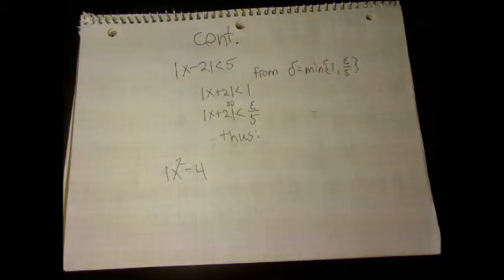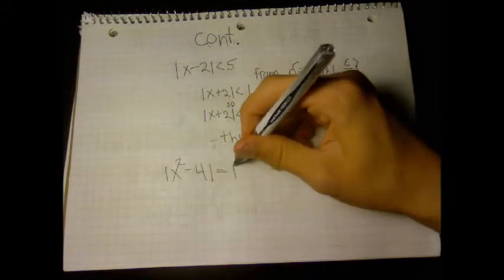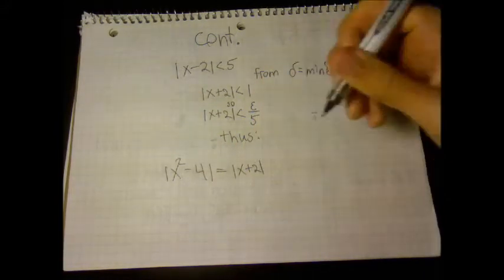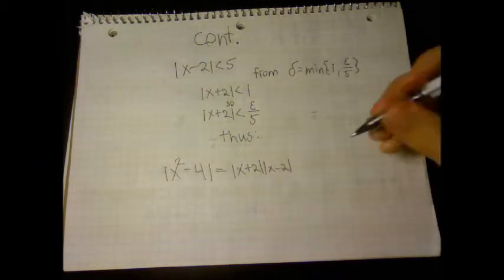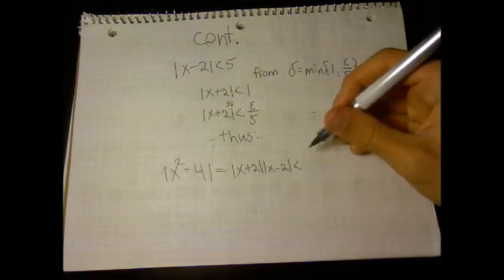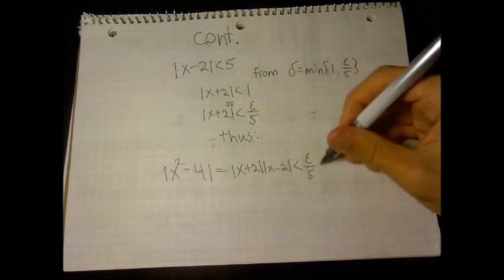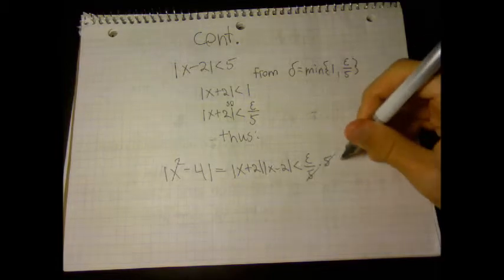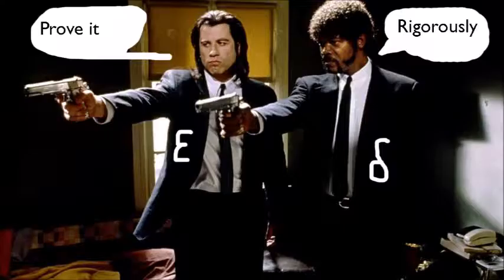So we can finalize our proof by stating that the inequality involving epsilon is correct, because the absolute value of x squared minus 4 will equal the absolute value of x plus 2 multiplied by the absolute value of x minus 1, and considering our inequalities which we already derived, the result will be that it will be less than epsilon.